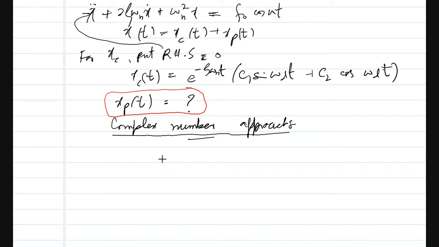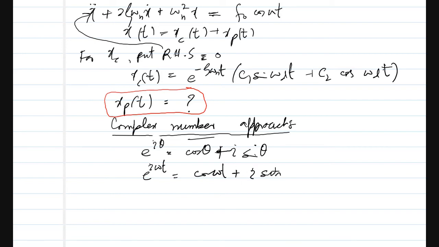For x p of t, we consider small f naught cos omega t, which is the formulation on the right hand side. Before that, let me give you an idea before writing it. You know that e to the power iota theta equals cos theta plus iota sin theta. Clear? This is what you know from your previous understanding. If theta is omega t, then e to the power iota omega t is nothing but cos omega t plus iota sin omega t.